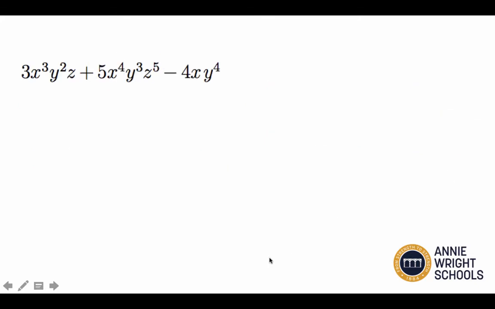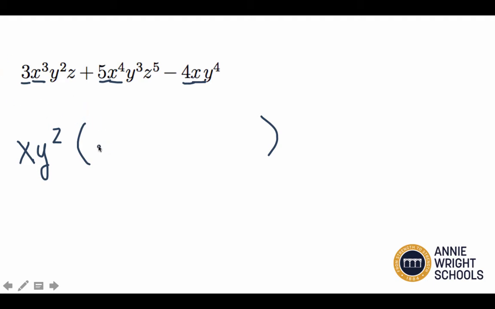Try this one. This one's a little more difficult, but see if you can figure it out. Okay, what's tricky about this one is there is no number that goes into 3, 5, and 4. So you don't have to take a number out. But this one has 3 x's, 4 x's, and an x. So x gets to come out of everything. This one has 2 y's, this has 3 y's, and this has 4 y's. So 2 y's get to come out of everything. This one has a z, this one has 5 z's. This one doesn't have any z's, so z isn't common to everything.